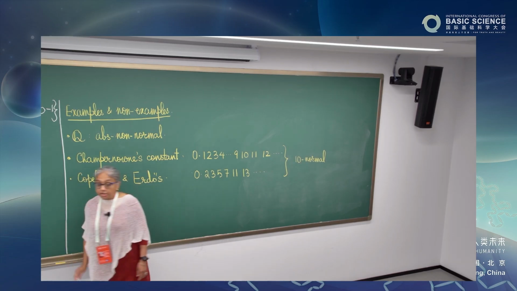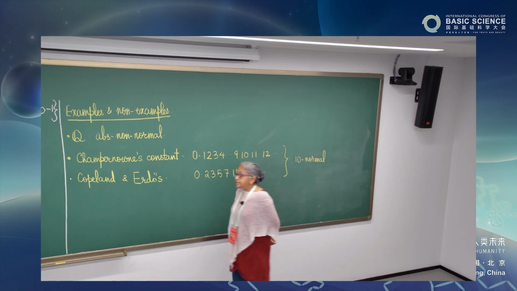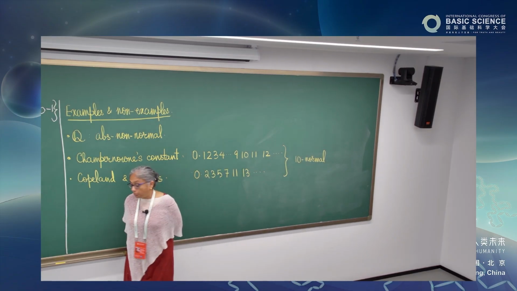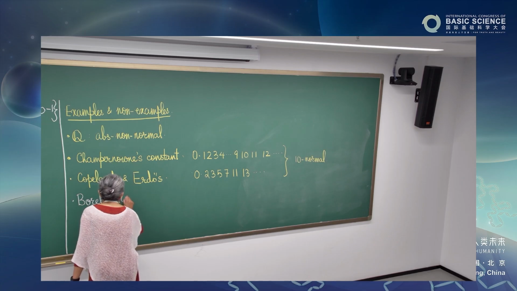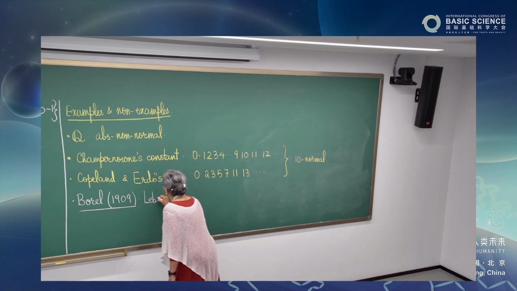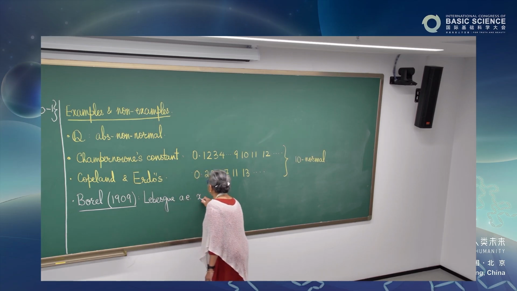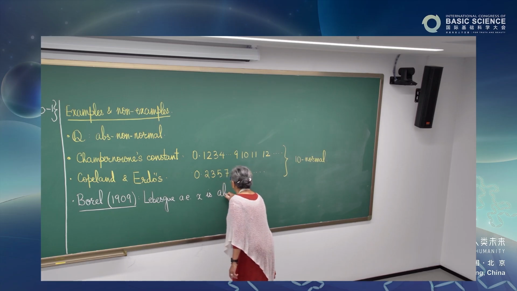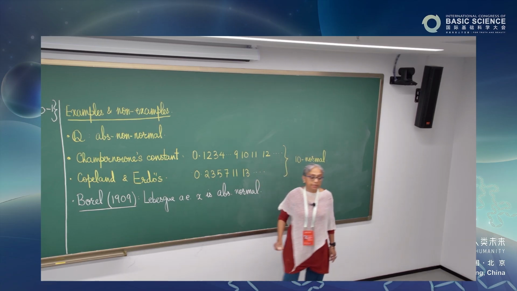These are somewhat artificially constructed. However, what makes the study of normal numbers worthwhile is a very, very old result of Émile Borel from 1909, where he shows that Lebesgue almost every x is absolutely normal.